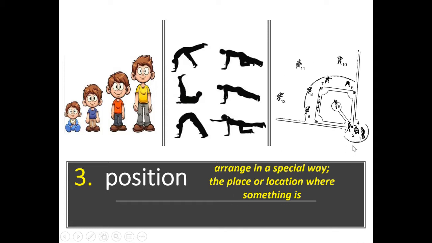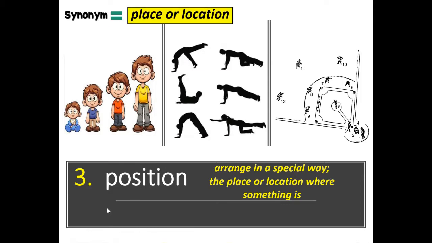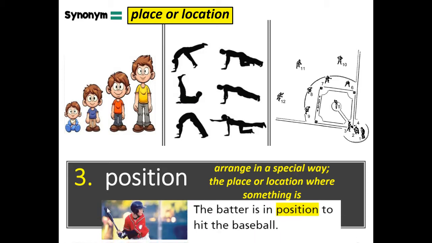And the baseball players all have different positions where they're supposed to do a specific job. So, position. A synonym could be place or location. The batter is in position to hit the baseball. The batter is in the specific location or place to hit the baseball.